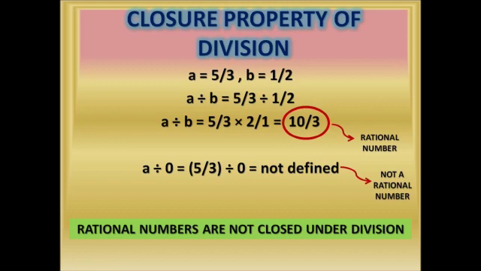we know that anything divided by 0 is not defined, and therefore this is not a rational number because it is not in the form of p/q, where q is not equal to 0. Here q is actually equal to 0. Hence we can say that rational numbers are not closed under division.